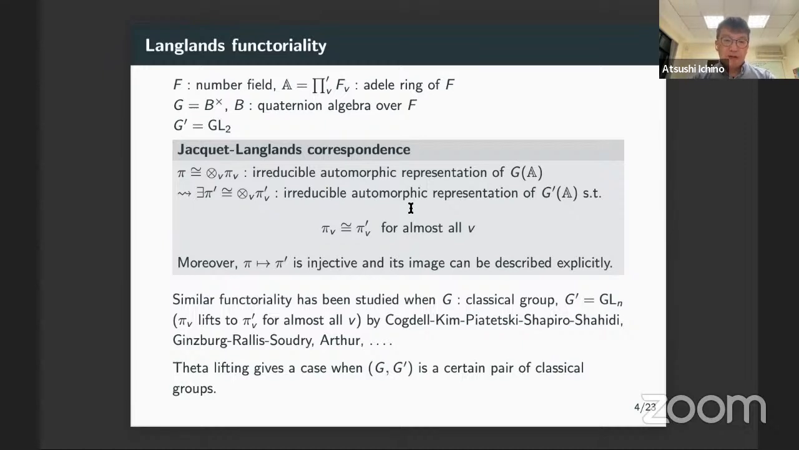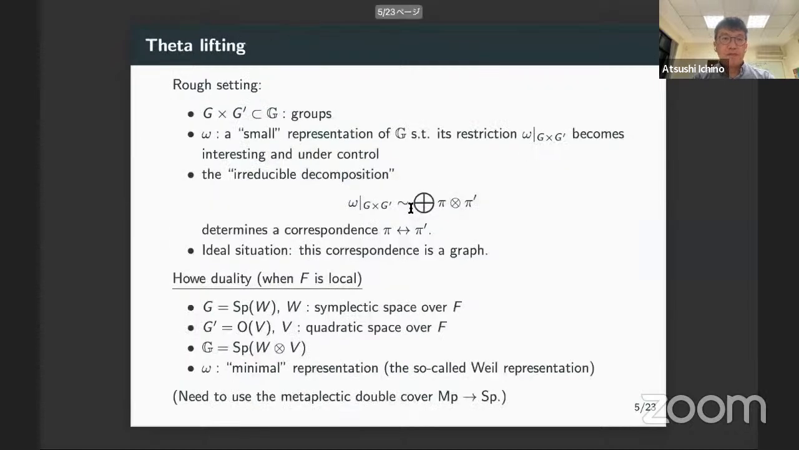Okay. So the theta lifting also gives a case of functoriality, but when G and G prime are a pair of certain classical groups. So what is the theta lifting? Roughly speaking, the theta lifting is a correspondence of representations given by the branching law of some small representation. Precisely, suppose that G cross G prime can be embedded into a bigger group, calligraphic G, and take a small representation omega of this calligraphic G, such that its restriction becomes quite interesting, but is still under control.